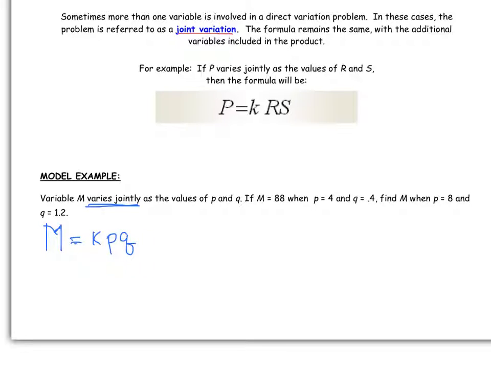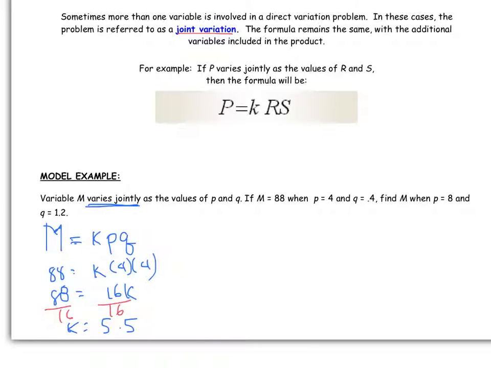So we have our equation here. Now, in this case, M is 88, K is not known, and we know that P is 4 and Q is 4, so 88 is equal to 16 times K. I choose to put 16 as a coefficient, then we're going to divide by 16 to find out what K is, and K is equal to 5.5.